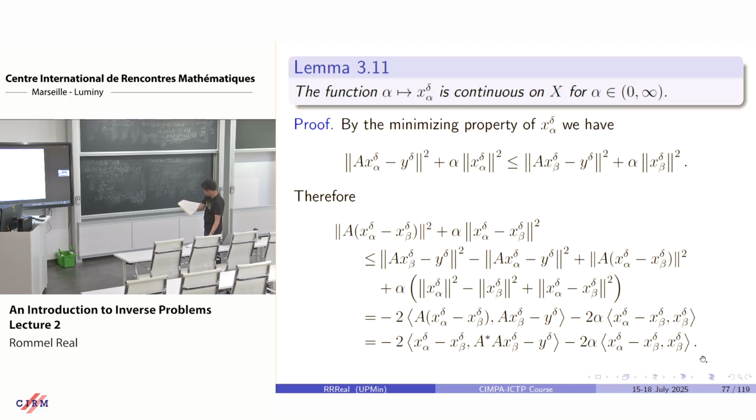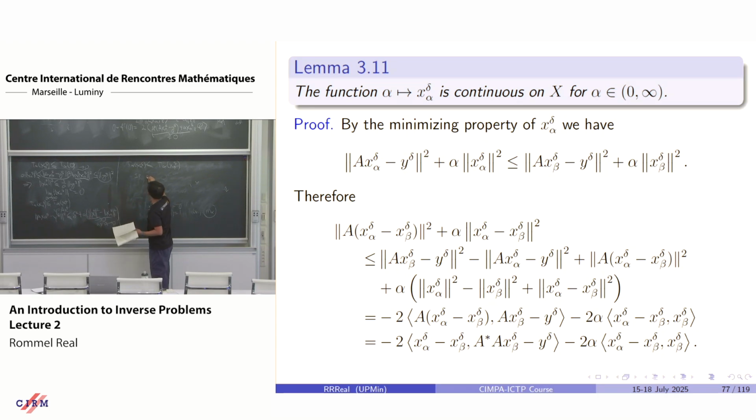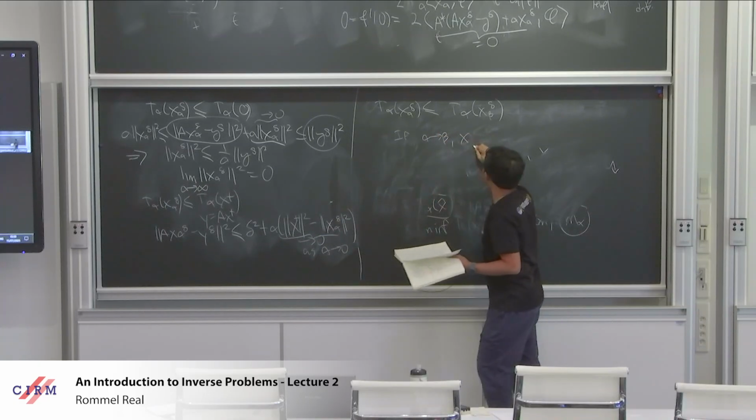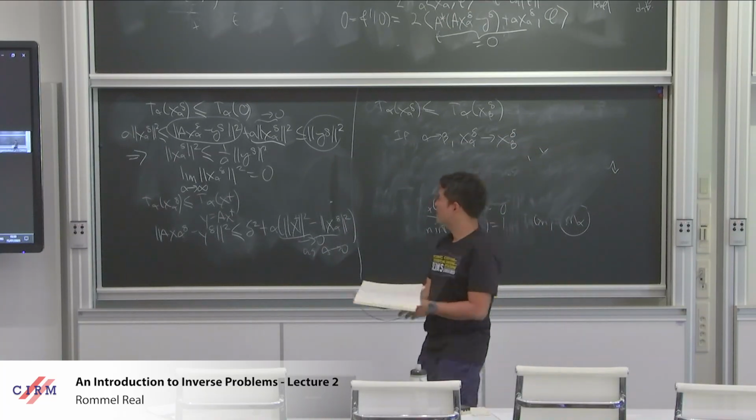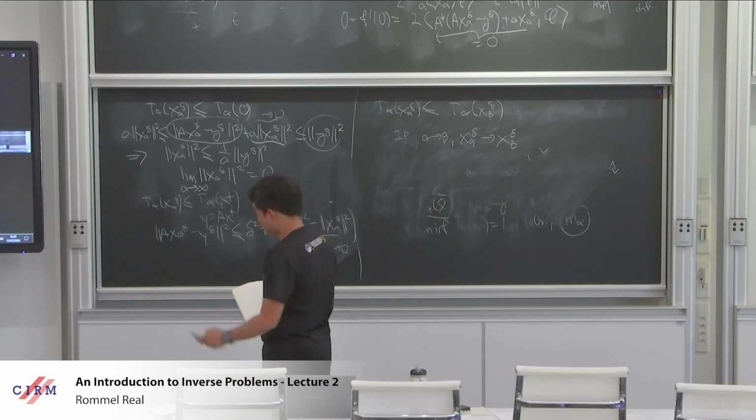But what do we want to prove there, actually? Roughly, we want to show that if alpha is close to beta, then the regularized solution in terms of alpha must approach the regularized solution in terms of beta. So that's how it works.